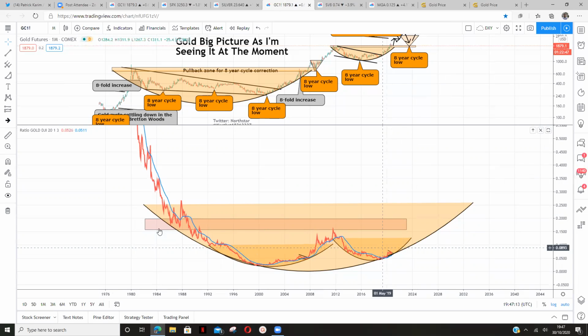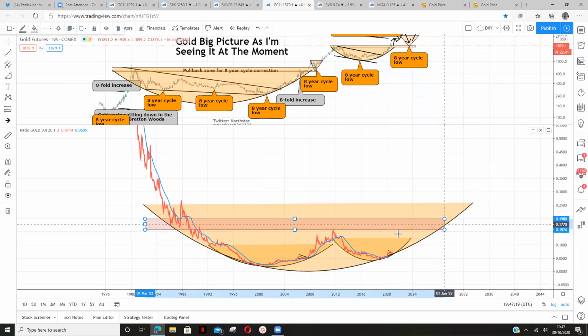First target area is this zone of horizontal support and resistance, which I've marked in here, which we could reach in the next 12 to 18 months or 12 to 24 months before we start seeing that pullback into the 8-year cycle low.